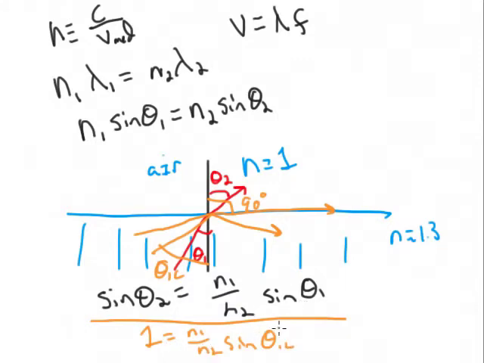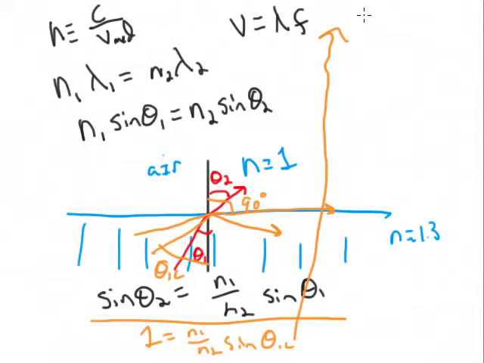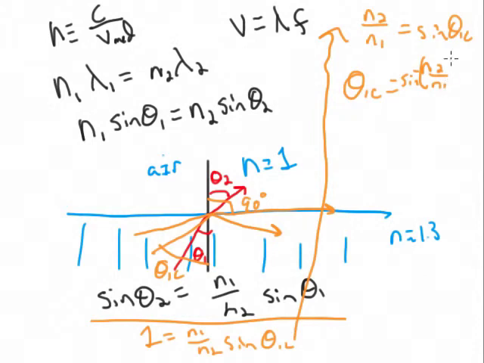So we can just multiply that over. We'll bring this all the way up here. So we get n2 over n1 equals sine theta 1 critical, and then theta 1 critical equals sine inverse of n2 over n1.